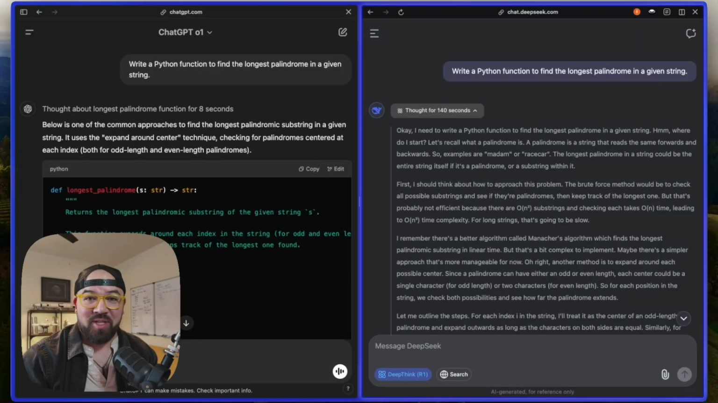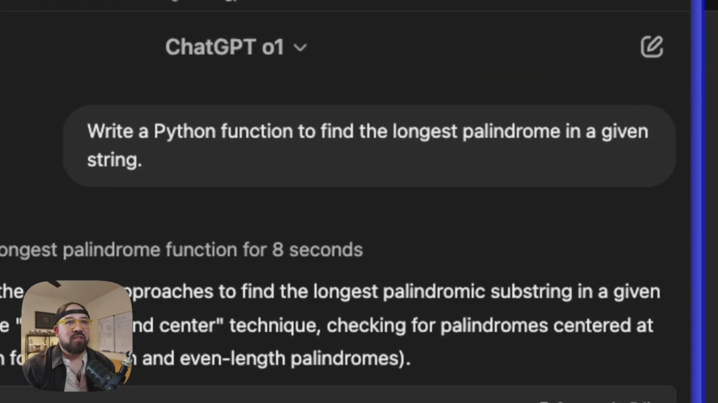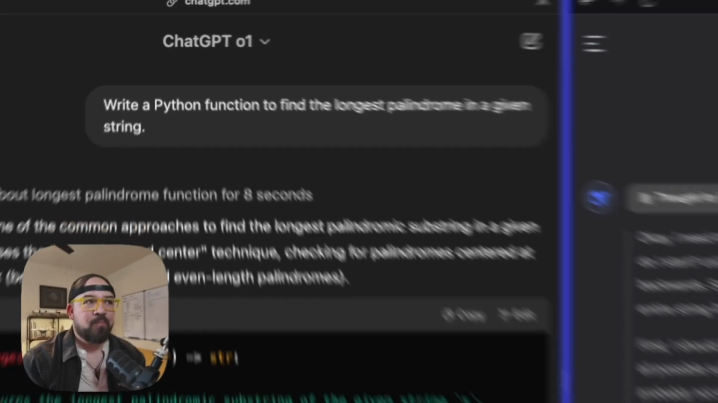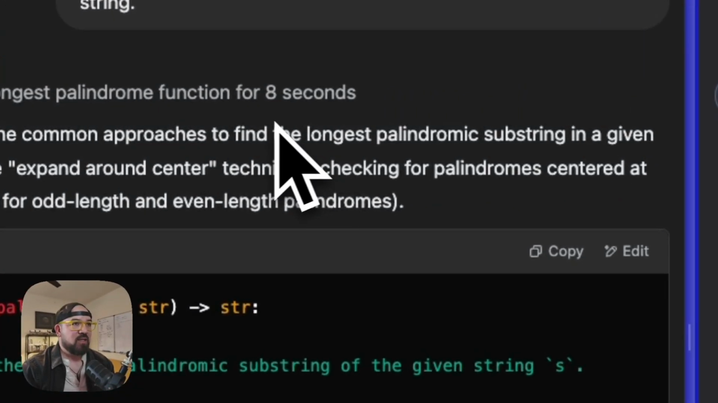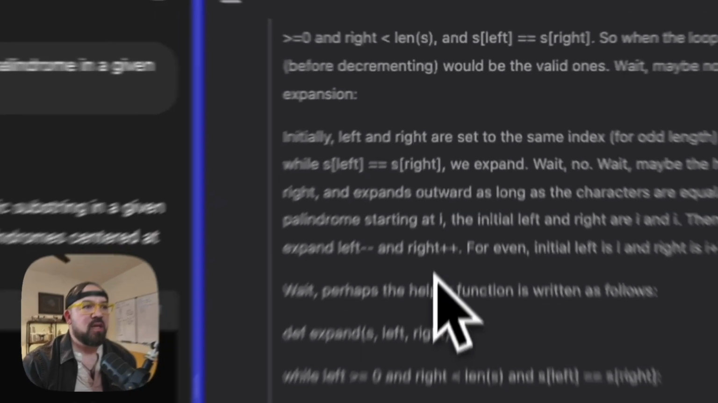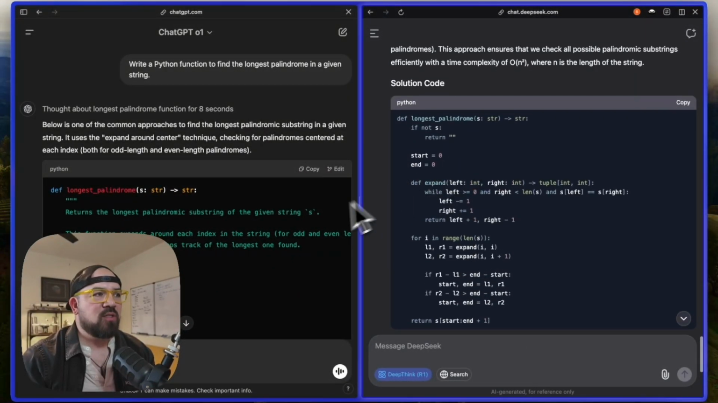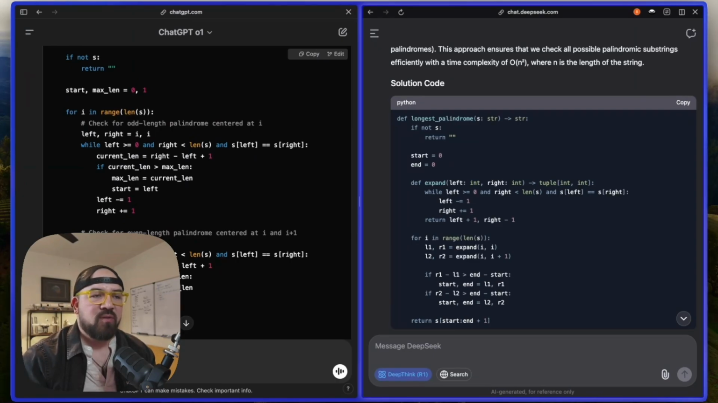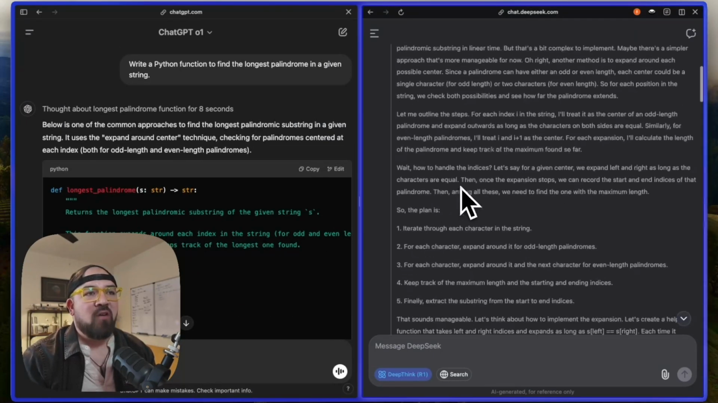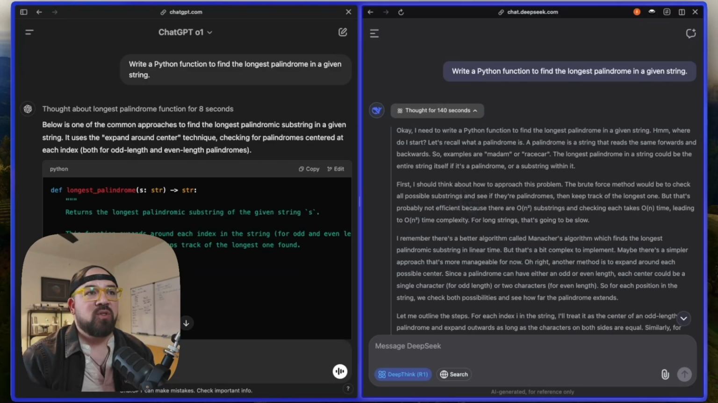Now let's look at algorithmic design. Write a Python function to find the longest palindrome in a given string. O1 thought for 8 seconds and R1 thought for 140 seconds. And if I scroll down to where R1's answer was, you'll see that the Python script is very, very similar, and I would venture to guess that both would adequately solve this question. However, what was really fascinating to me is when I was reading through the reasoning in R1, it reads more like how I think about solving problems in my head. And that's what was kind of cool, also kind of eerie.